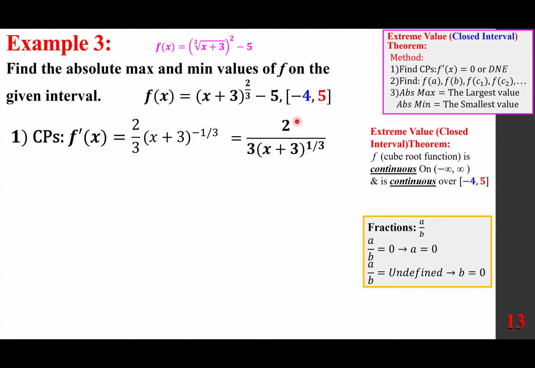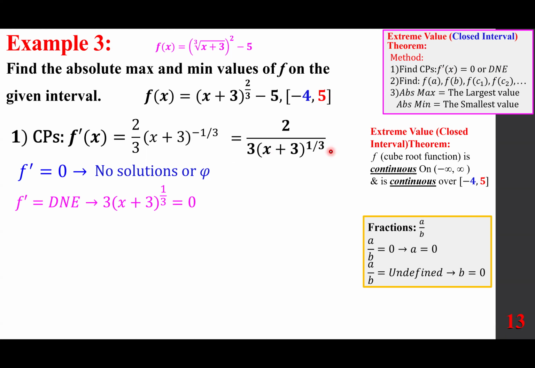In this case, if you set it equal to 0, it gives you no solutions. Why is that? Because the numerator is a number. It doesn't matter if the number is large, small, negative, positive. If you have a number and nothing else, f prime can never ever be 0. So that one is out. What about where it does not exist? A fractional format does not exist if the denominator is 0. So f prime does not exist if you set the denominator equal to 0.